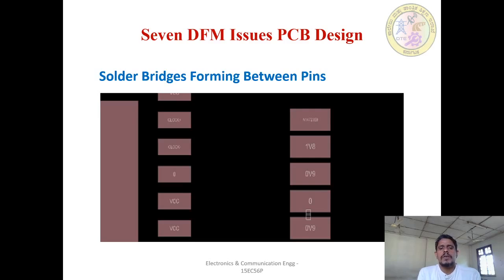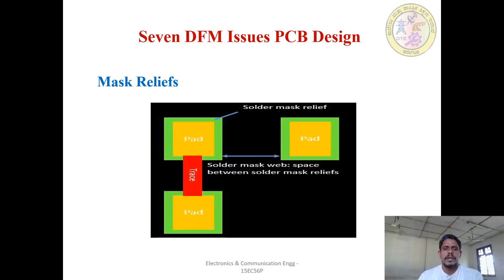Solder bridges forming between pins. This is the solder bridge formed between the pins. This is the capacitor placed between these 2 points. This is connected between these 2 points. Therefore, that solder bridge appears here. This is not allowed in your PCB.